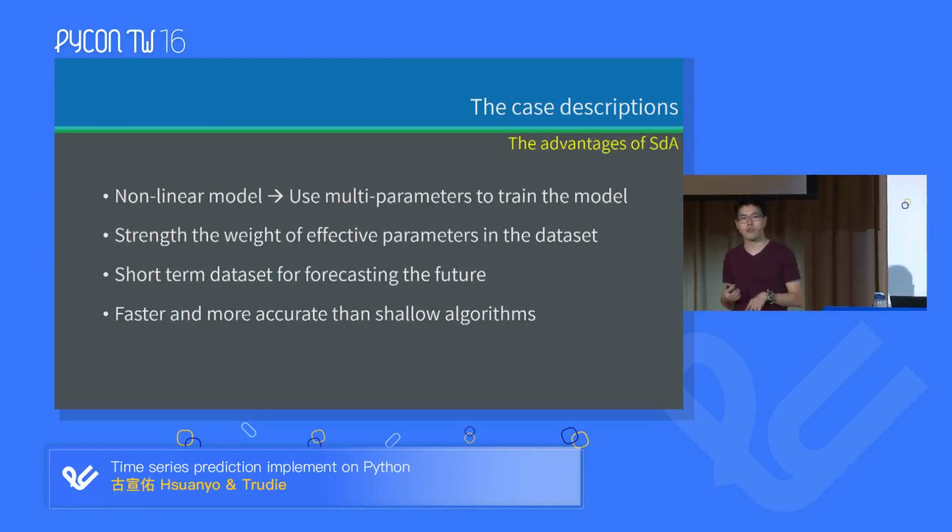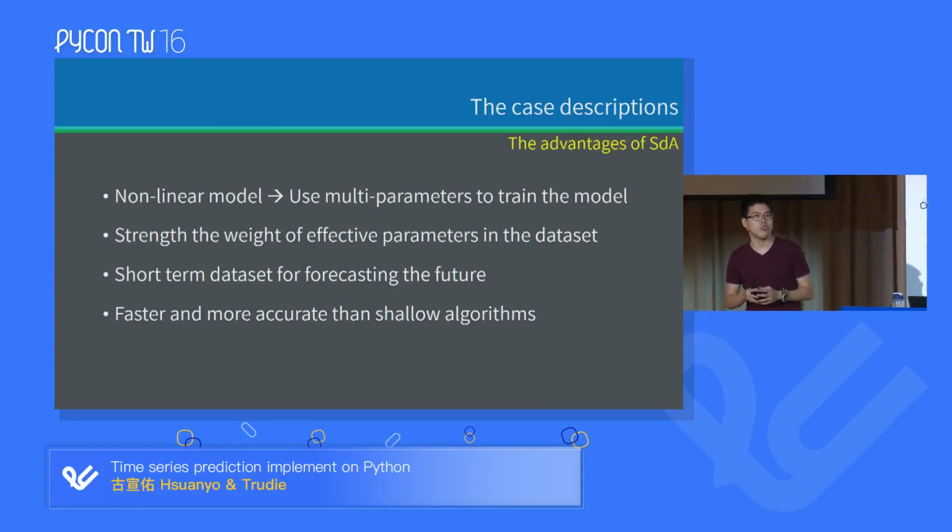I read some papers and found that there's a model called stacked denoising autoencoders. And I use it because, first, it's a nonlinear algorithm. In other words, the model can be trained by multiple factors. And second, the model can strengthen the weight of the effective parameters in the dataset. And third, it can use the shortened dataset to forecast the future. And the last is that it is faster and more accurate than shallow algorithms if you have a huge volume of data.